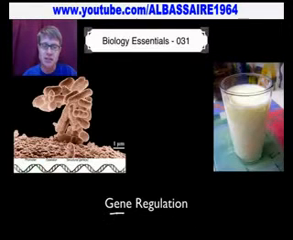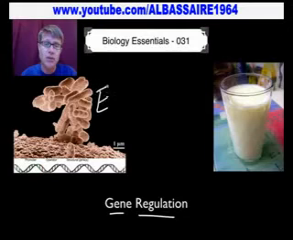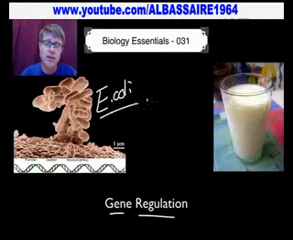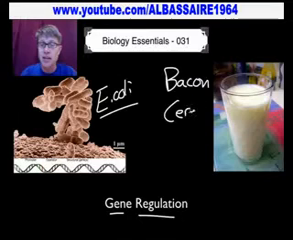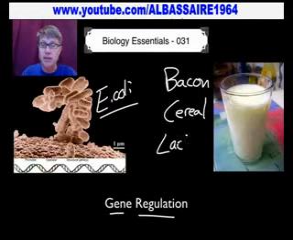This is on gene regulation. In other words, how we express a gene or not, how we make a protein or not. And I want to start with an organism that lives in our intestine called E. coli. E. coli is interesting in that it eats whatever we eat. And so if I eat bacon for breakfast, it has to break down the proteins and the lipids in the bacon. If I have cereal, it has to break down the carbohydrates. If I have milk, it has to break down the lactose.